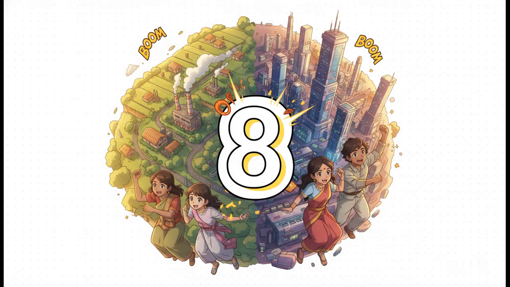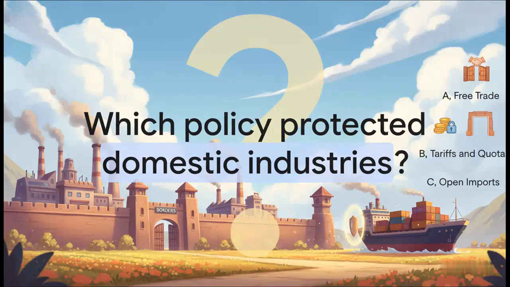You are absolutely crushing it. You've navigated the farms, you survived the factories, and now you are entering the final standard level of the entire game. Let's bring this home. Level 5, the borders. This is a very high-stakes question. Which primary policies did the government use to enforce its inward-looking strategy and protect our domestic industries from foreign competition? Was it A, free trade, B, tariffs and quotas, or C, open imports? Go ahead and make your choice.